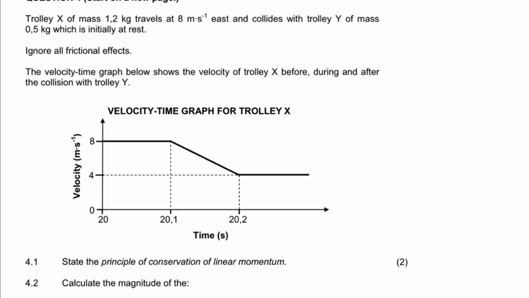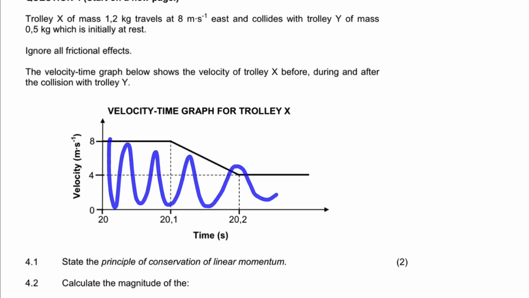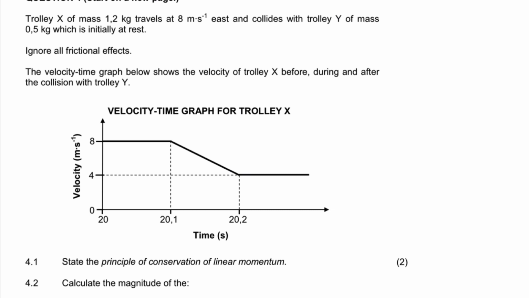Now, this question says a trolley X with a mass of 1.2 kg travels 8 meters per second east, and it collides with a trolley Y with a mass of 0.5 kg, which is initially at rest. If you look at the graph here, they already chose the direction for us: this is the positive direction, the easterly direction. So east is positive here.